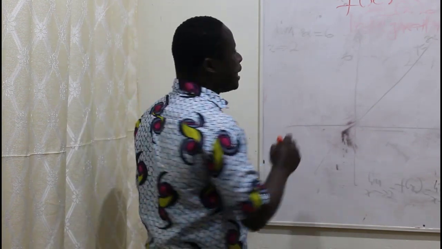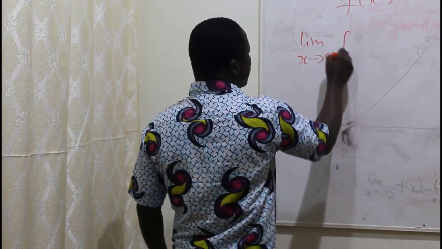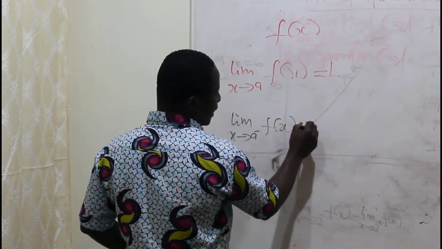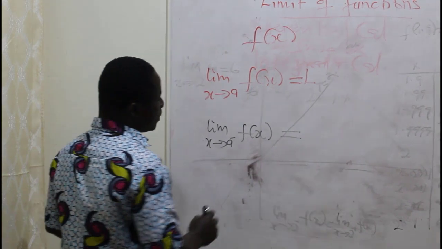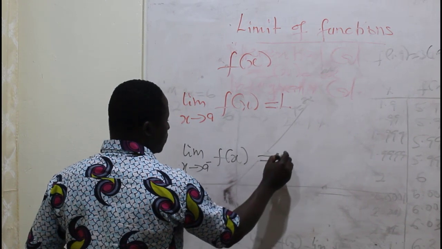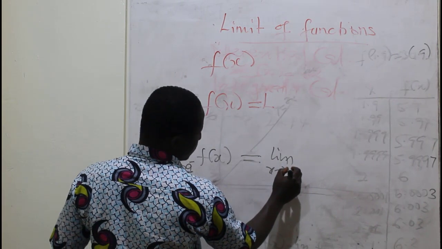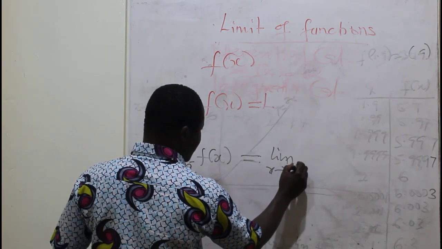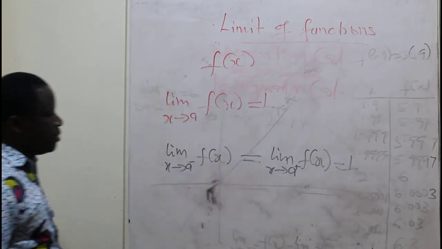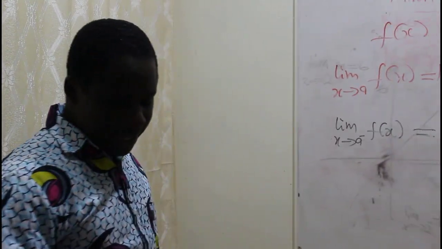By definition, we say that the limit as x approaches a of the function is equal to L. From the numerical values we use, the functional value is equal to the limit as x approaches a from the right of the function, and the answer is always L. So you can approach a function from either left or right, and you must get the same value.